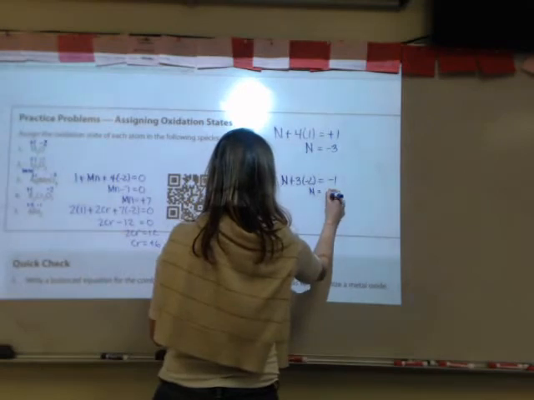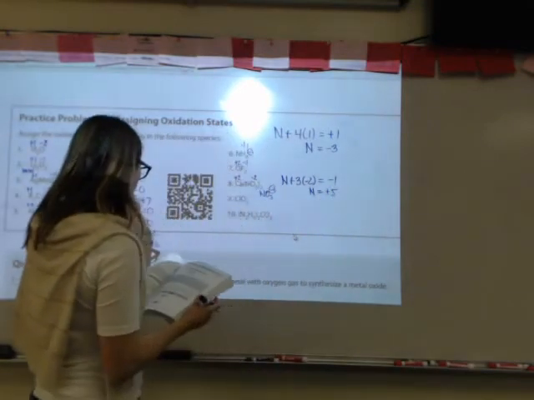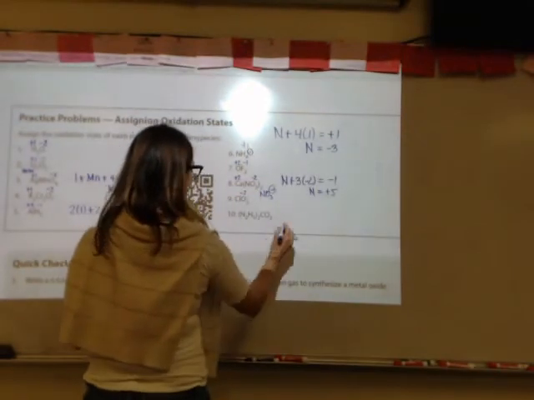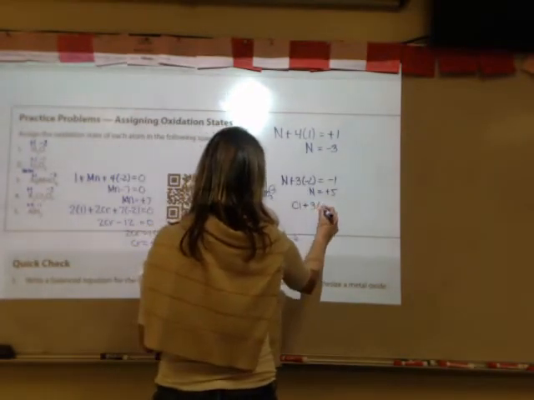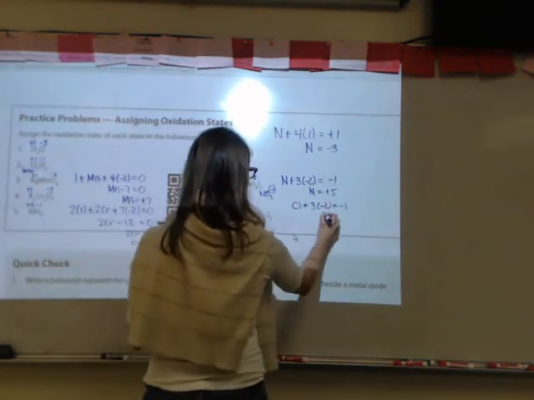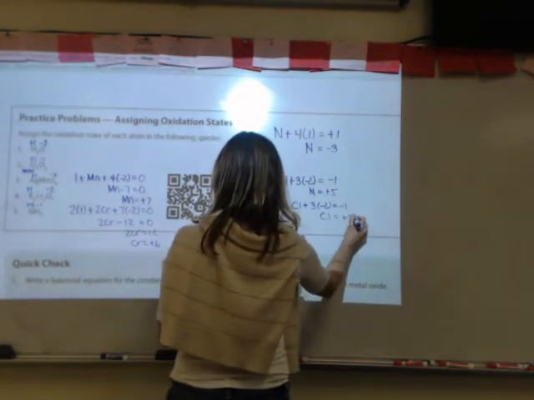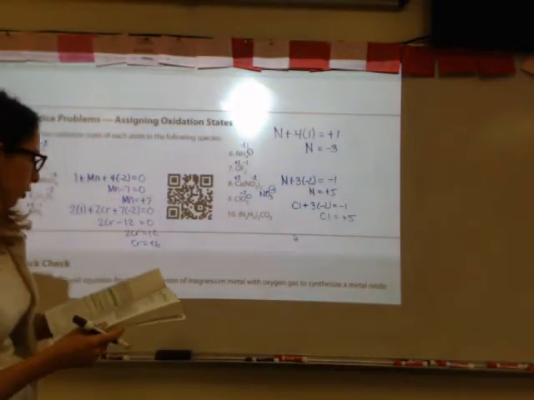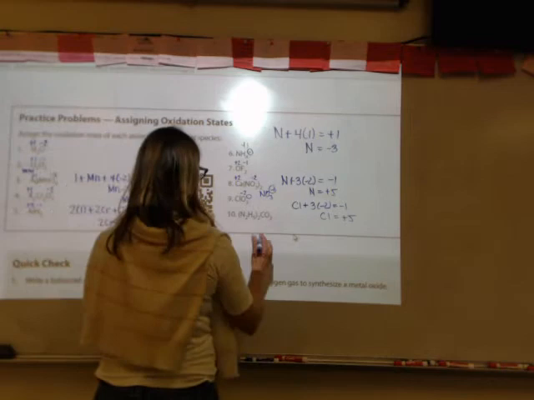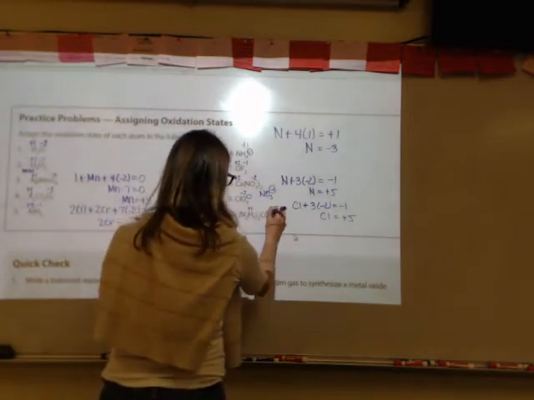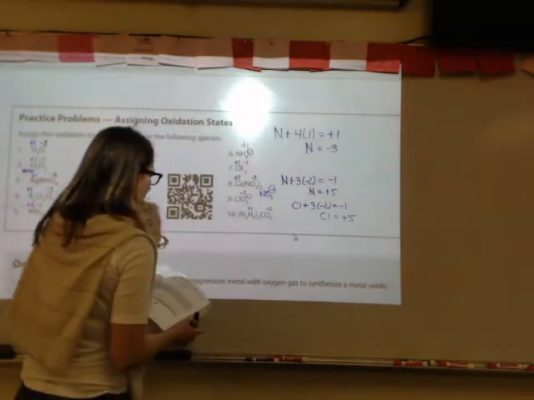So that's going to end up giving you a +5 for nitrogen. For number 9, oxygen is a -2. Chlorine plus 3 oxygens at a -2 add up to this -1 charge overall. So chlorine is going to end up being a +5. Number 10, we're going to assign hydrogen a +1. We're going to assign oxygen a -2.